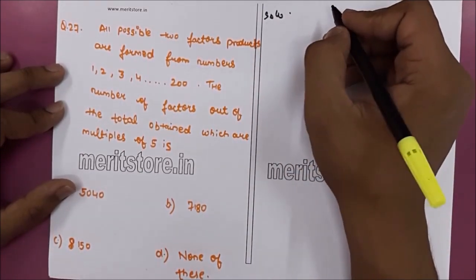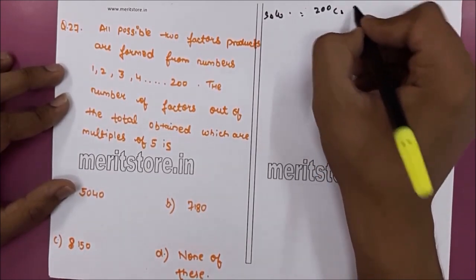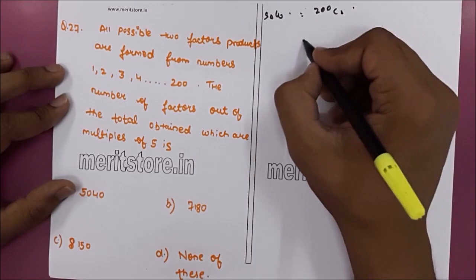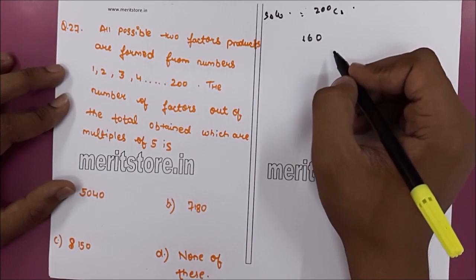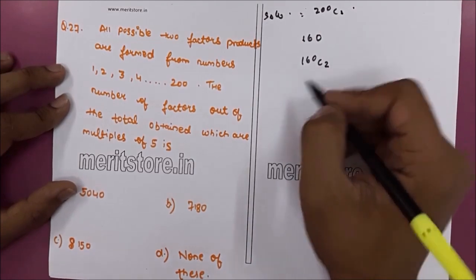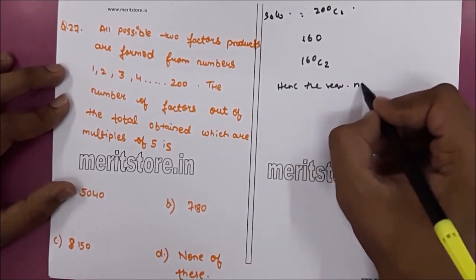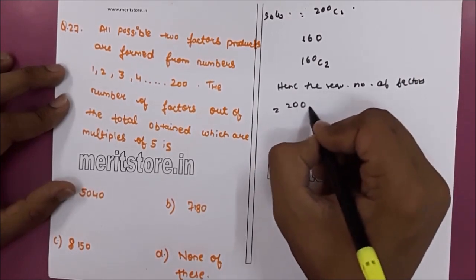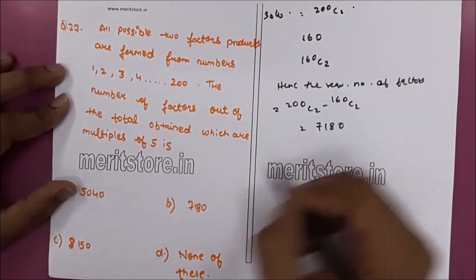the total number of two factor products is equal to 200C2. The number of numbers from 1 to 200 which are not multiples of 5 is 160. Therefore, total number of two factor products which are not multiple of 5 is 160C2. Hence, the required number is equal to 200C2 minus 160C2, that is equal to 7180. Therefore, option B is correct.